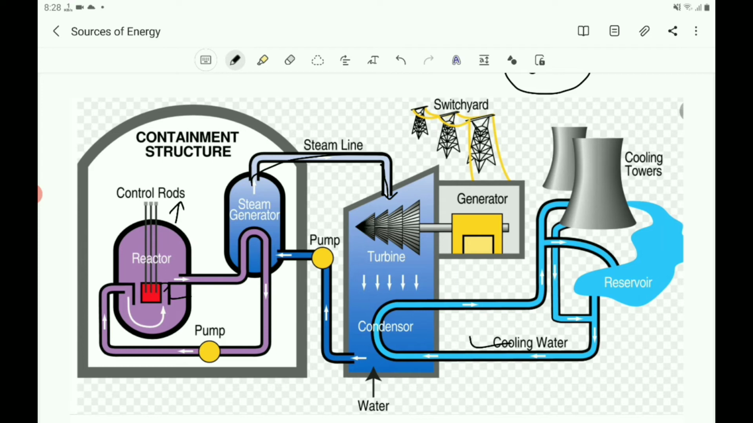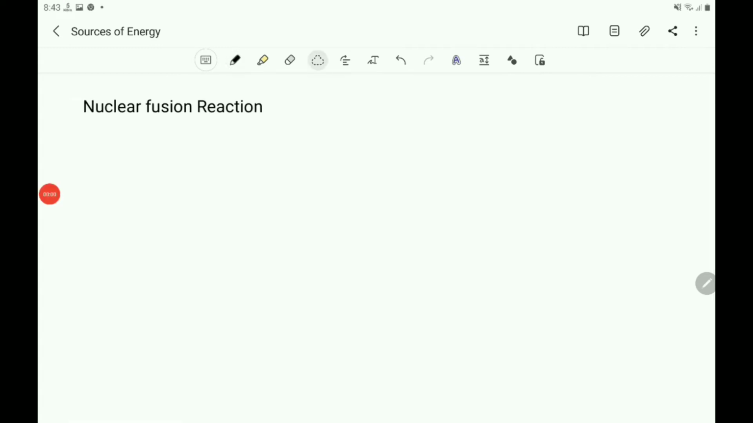And when the steam rotates the turbine, it is made to condense, and again it is made to cool with the help of the cooling water. Here there is a condenser and coolant, and the water is condensed, and again it is allowed to flow through the pipe to the steam generator chamber.